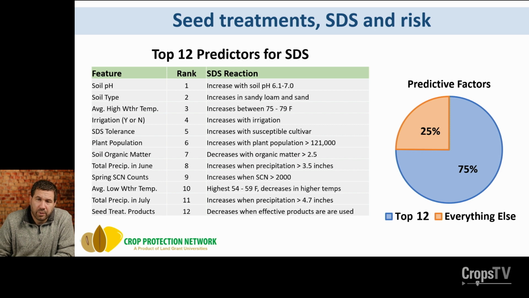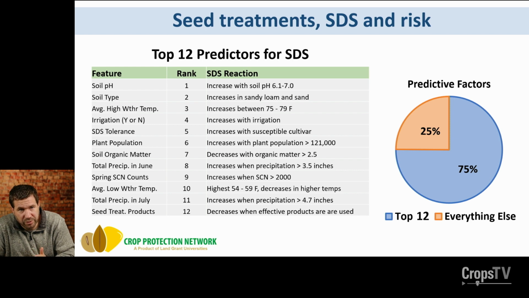So we're not going to go into a lot of detail because there's still a lot of data analyses that are being done. But in general, we found the top 12 predictors for SDS are listed here. And I'll stay on the slide for a little bit so you guys can read it. But in general, soil type and soil pH were up there. And there's things in here that are not a surprise: the SDS resistance, irrigation. So if you irrigated, you had more SDS.